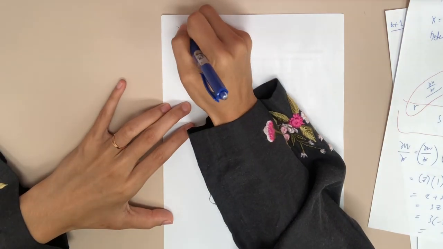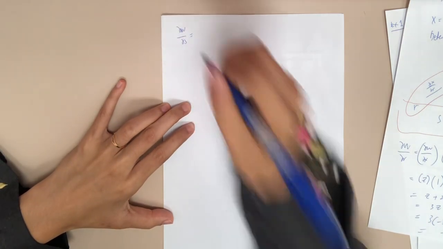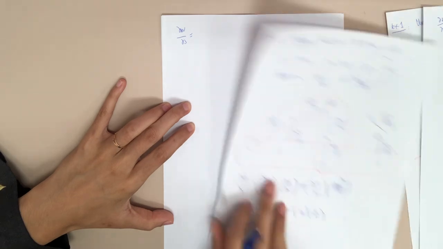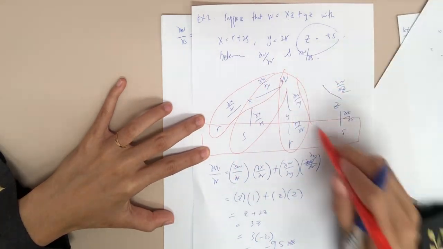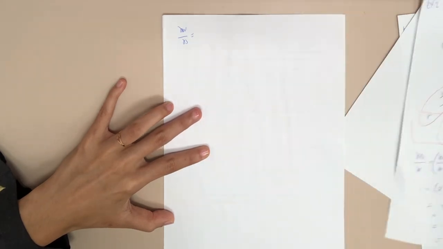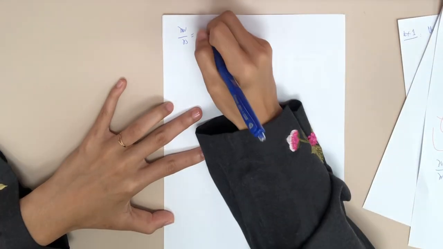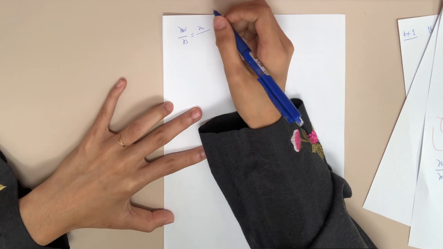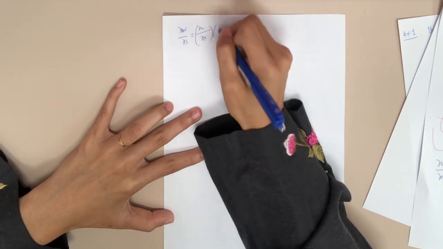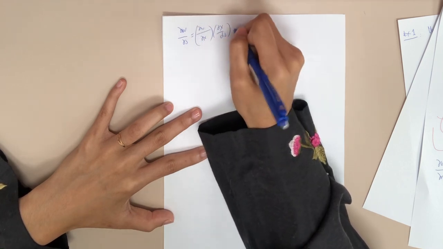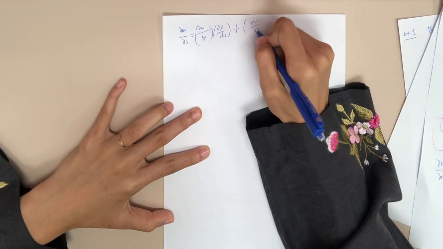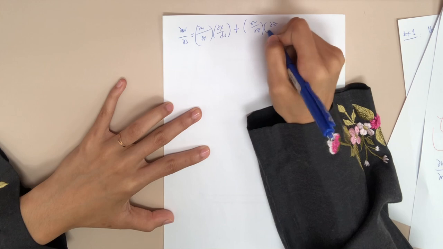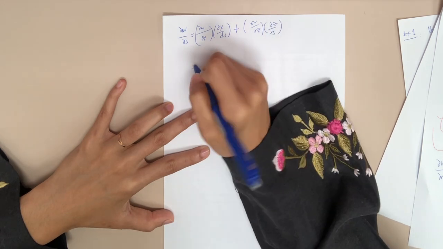Okay, so the last one is to find dw/ds. So just refer to the same tree diagram. Now the lines will be these two. Okay, so just fill up. So we have dw/dx times dx/ds, plus dw/dz multiplied by dz/ds. Okay, so just fill up.